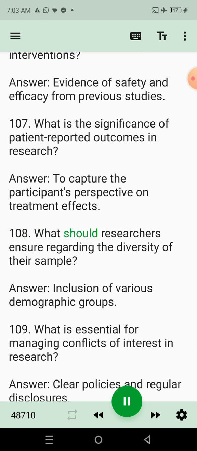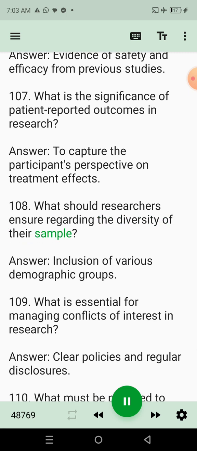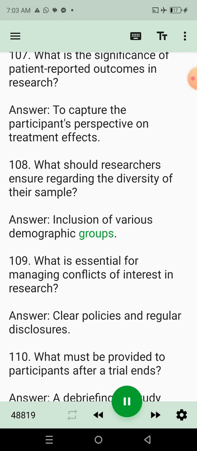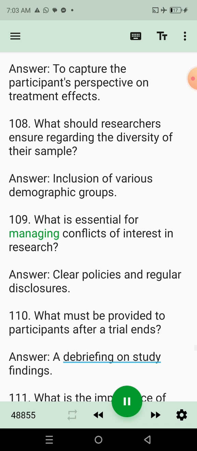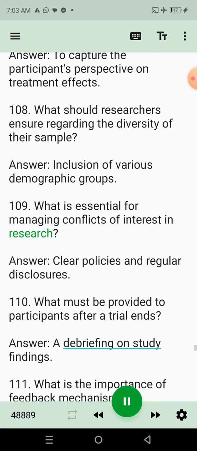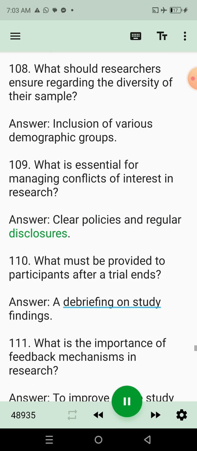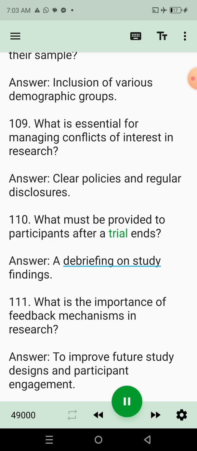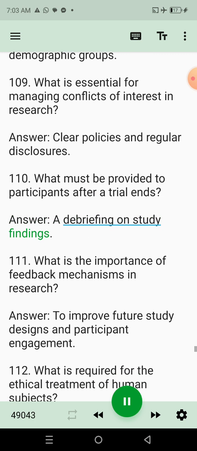108. What should researchers ensure regarding the diversity of their sample? Answer: inclusion of various demographic groups. 109. What is essential for managing conflicts of interest in research? Answer: clear policies and regular disclosures. 110. What must be provided to participants after a trial ends? Answer: a debriefing on study findings.